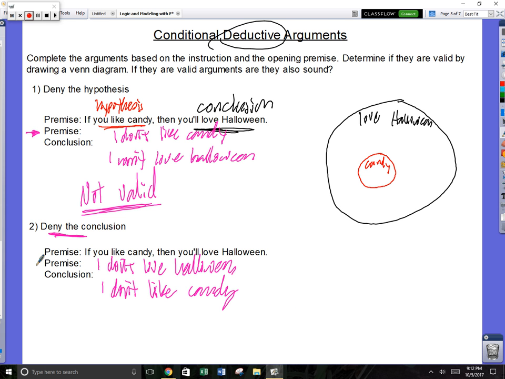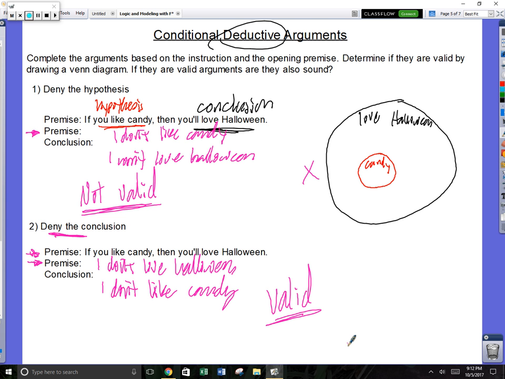Okay, now plot me according to the second premise. So my first premise sets up this world, sets up this Venn diagram. My second premise, I am a person who does not like Halloween. So I absolutely cannot live in there because they live in the love Halloween. I cannot live in there because they love Halloween. I must live out there. That is my only choice. And because that is my only choice and I know exactly where to put myself, the logic is good. That is a valid argument.